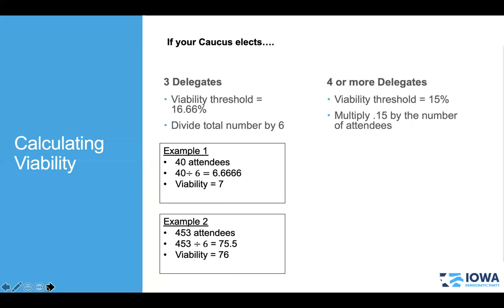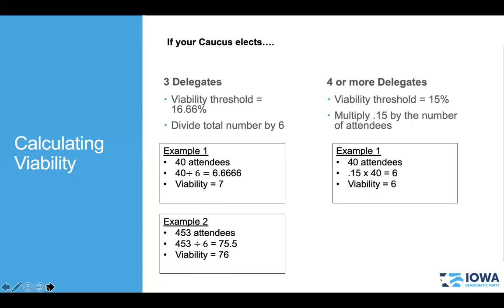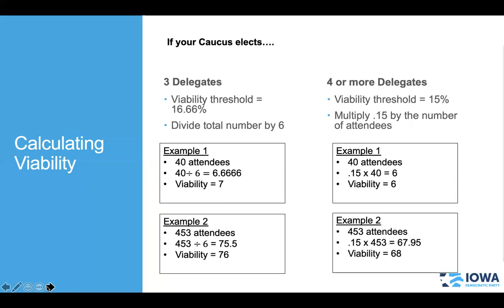And for most of you, with 15% being the viability threshold, if you had 40 attendees, you would have 6 as your viability, and with 453 attendees, you would need to round up to 68 to get your viability for that precinct. If you have any questions, you can always reach out to us. If you want to run through some different scenarios that may have happened in the past, you can use these numbers to figure out what the viability would be in various scenarios.